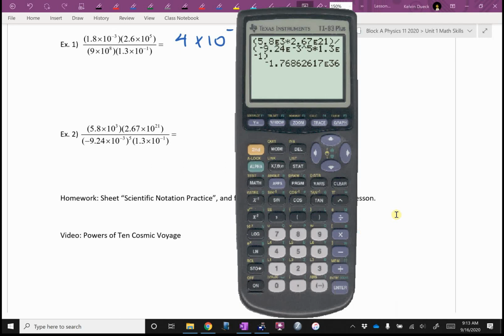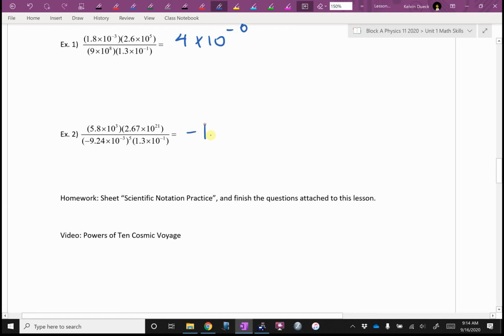First of all, let's write down the answer. Somebody said, Mr. Dewick, you have to write the whole thing down. Believe it or not, there are rules, called significant figures, for how many digits you write down in your final answer when you multiply, divide, add or subtract. So the rules for this one would be, you would write -1.8, only going to 2 significant figures, times 10 to the 36.